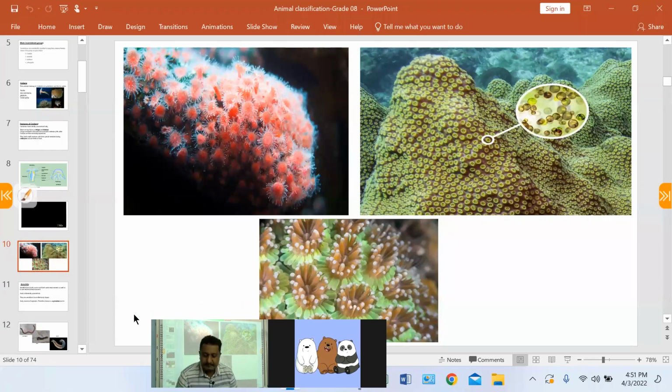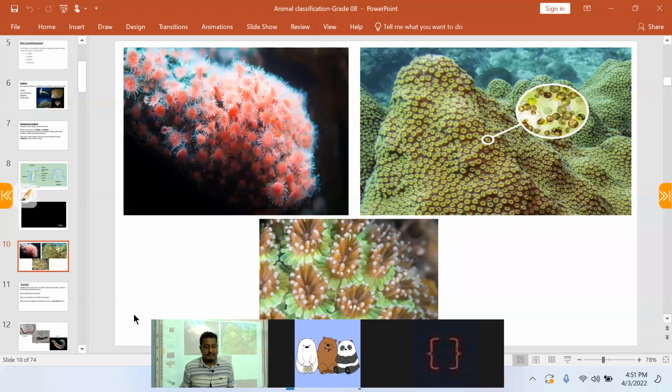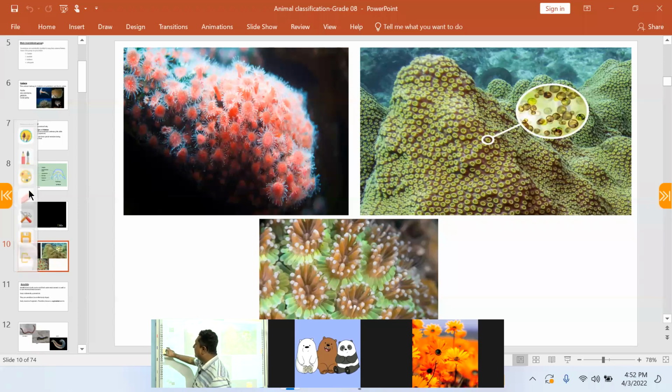What is this? Coral polyp. Coral polyp lives inside the coral leaves. Coral reefs are produced by coral polyp. Coral polyp is a very small animal which lives inside the coral reefs. Those are the coral polyps.